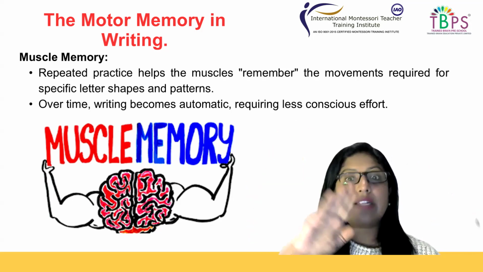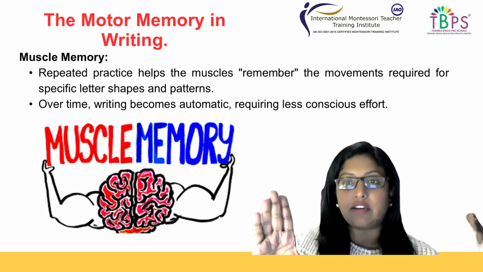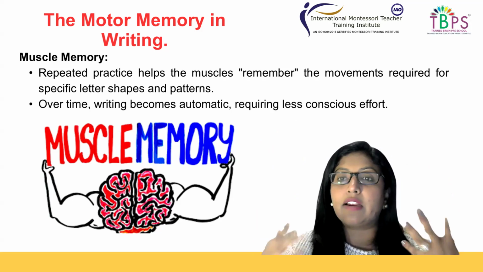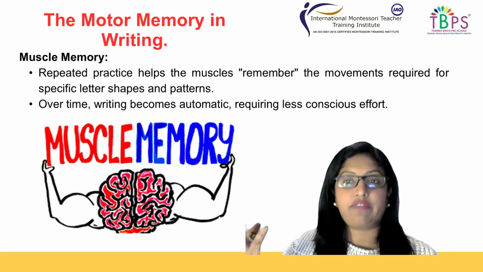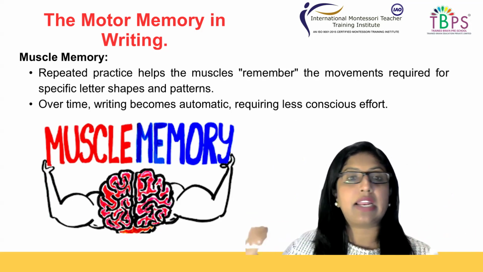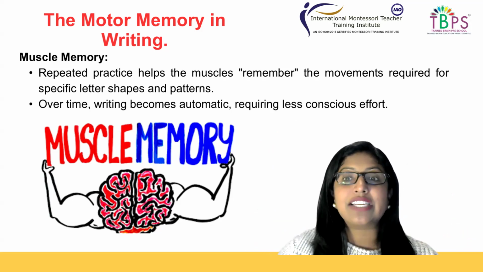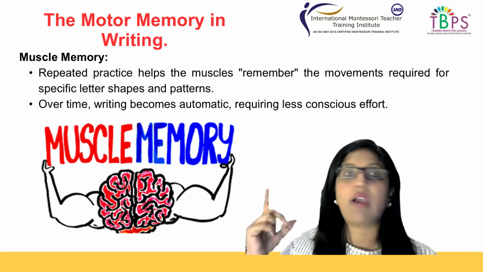So there is a pattern that gets involved for every letter, for every shape. Now, this becomes automatic over the period, so you don't have to put in a lot of effort. Tomorrow, when I say, Amina, write your name, immediately she writes Amina. She doesn't even think, is she putting effort? How do I write A?